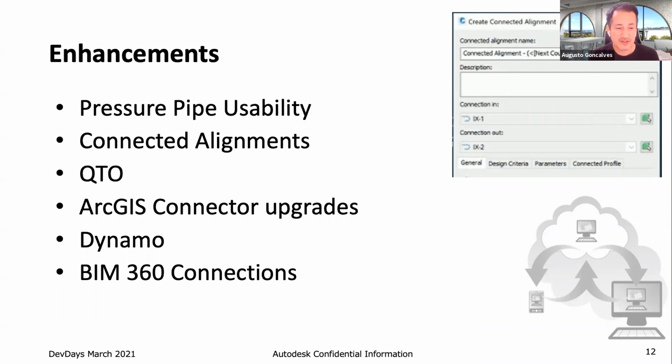There are a lot of improvements on the quantity takeoff and the ArcGIS connector, with upgrades to the newest version of those connectors. We're also upgrading Dynamo and improving the BIM 360 connections for CV3D. All the other enhancements on the product and the API are essentially bug fixes. We are taking this version to fix everything that was reported, or most of the things that were reported. And yeah, I think that's a quick summary.